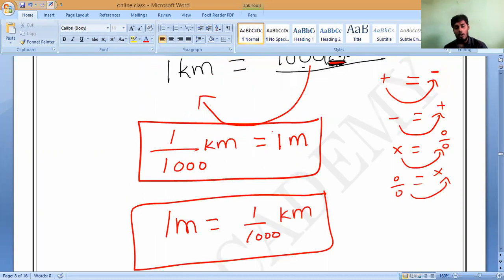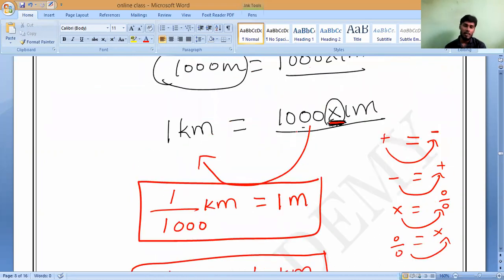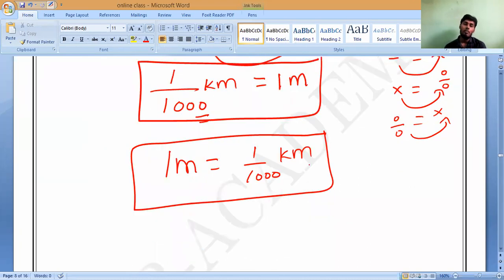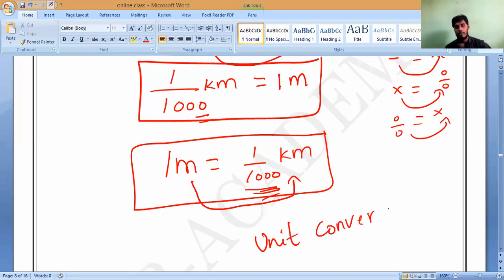Again, I will say. 1 kilometer equals 1,000 meters. Same way, 1 meter equals how many kilometers? 1 by 1,000 kilometers. So who is bigger, meter or kilometer? Kilometer is bigger and meter is smaller. That is why while we are converting meters into kilometers, we get a division value, meaning a smaller value should come. This is only called unit conversion. What should we call it? Unit conversion.